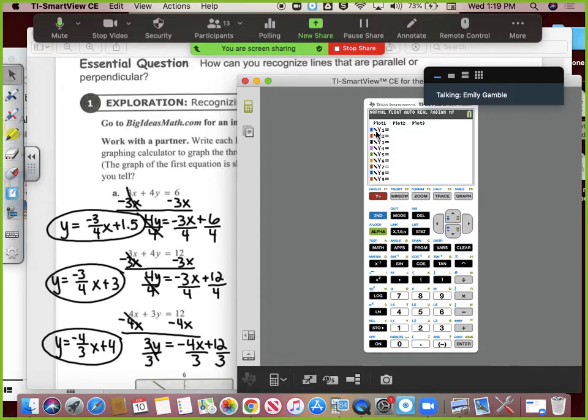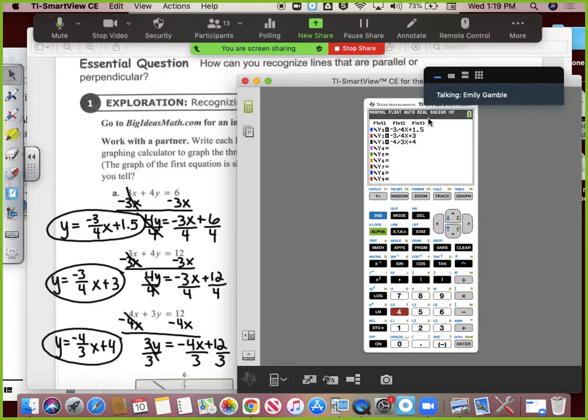So the first equation is going to be y equals, and we're going to type this one in, negative 3 divided by 4 x plus 1.5. And then to scroll down to the next equation, I'm going to type in the next one, which is negative 3 divided by 4 x plus 3. And then to scroll down and go to the next equation, this one is negative 4 divided by 3 x plus 4.